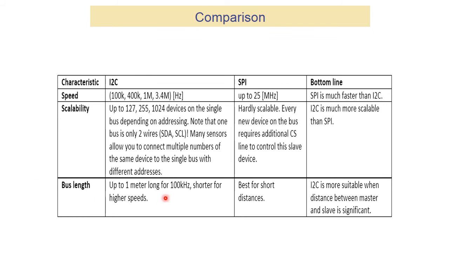And for short distances, SPI is preferred, but when the distance is slightly more, then it is better to use I2C. So that we will see.